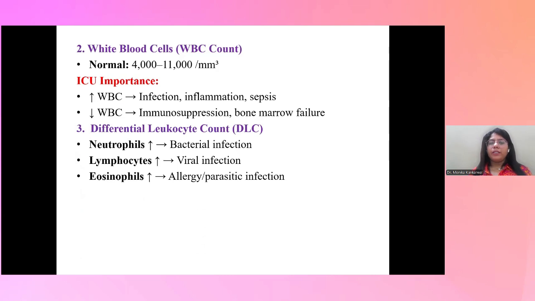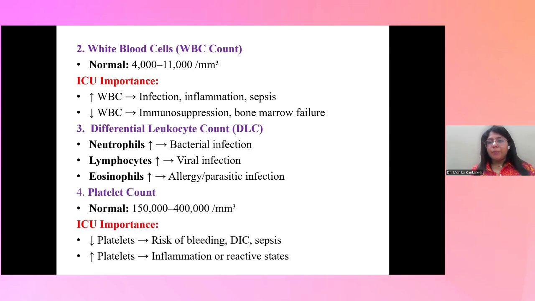Now, the third component in CBC is differential leukocyte count, DLC. And in this, the main components which we look at in the CBC reports are neutrophils, lymphocytes, eosinophils. So if there is an increase in neutrophils, then you will think that the patient might be having a bacterial infection. Or if there is an increase in lymphocytes, then you will think that the patient might be having a viral infection. And if the patient has an eosinophil increase, then you will think that the patient might be having an allergy, or a parasitic infection. So it will give you guidance on what therapy to start for the patient. So each component plays a vital role, no doubt.